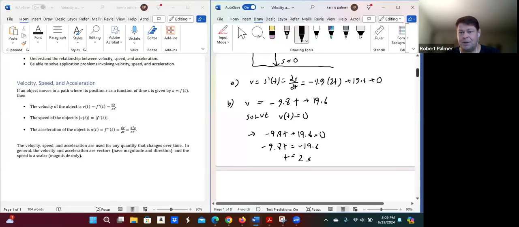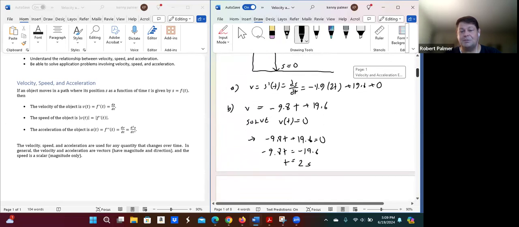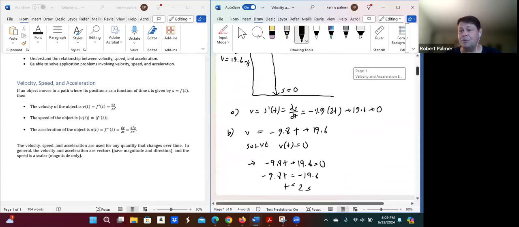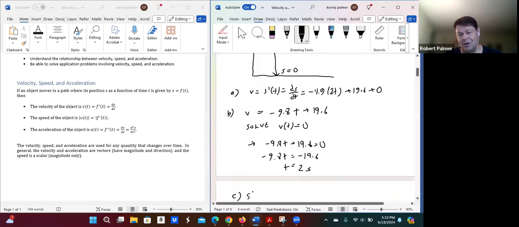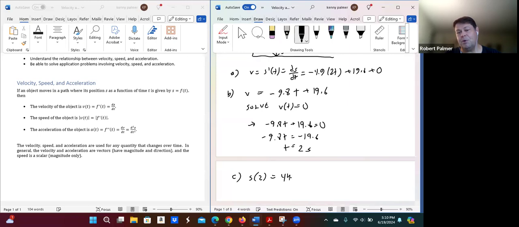Now, that was part B. Part C: what's the height of the stone at the highest point? Once we know the time at which that occurs, we just plug that back into our formula. I won't go through the details; you can do that on your own. Of course, you can see it on the graph. That's going to be S of 2, and it was about 44.1. Our units here are meters, so the height is 44.1 meters. We saw that on the graph.